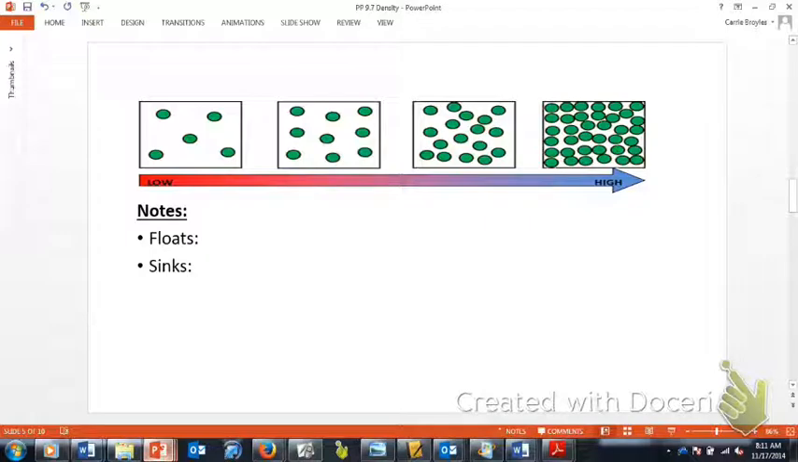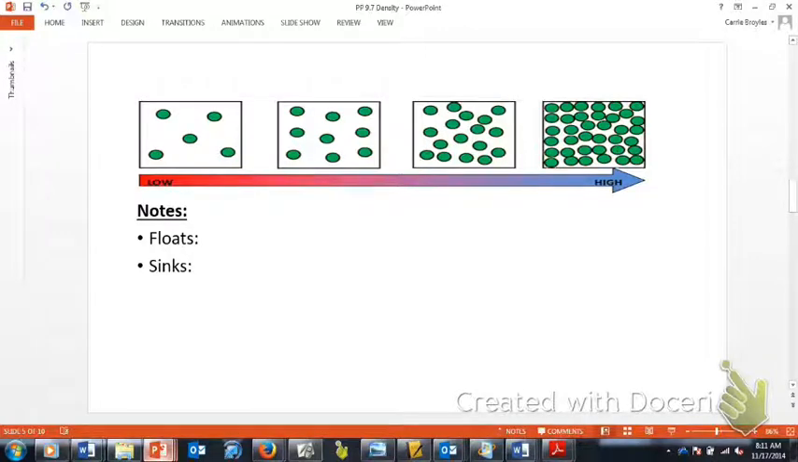So over to the left-hand side of the box that has the 5 little green circles in it, I want you to write the words less dense equals less particles. And over to the right-hand side box where you have all the little green dots in it, I want you to write most dense equals more particles. And so that's exactly what you're looking at with this particular picture.